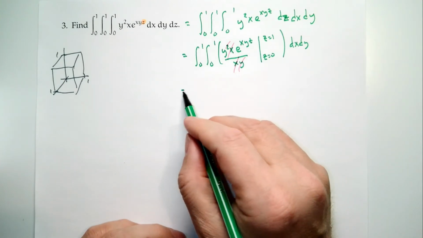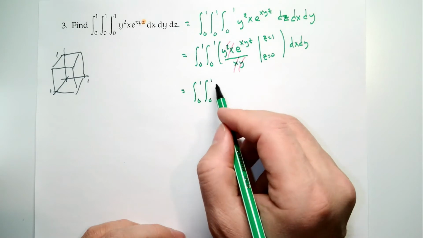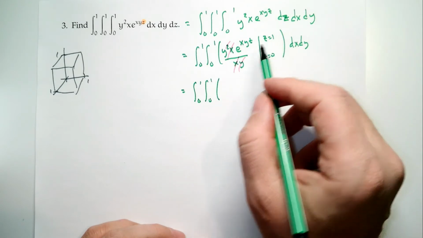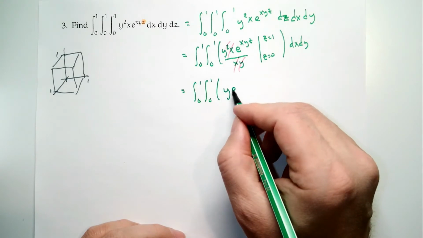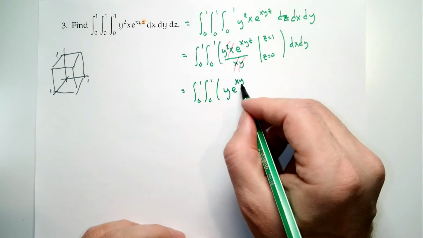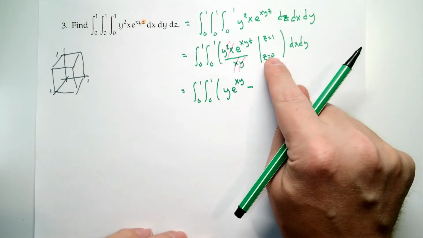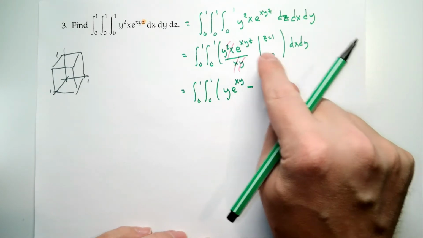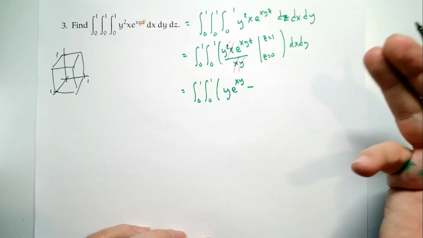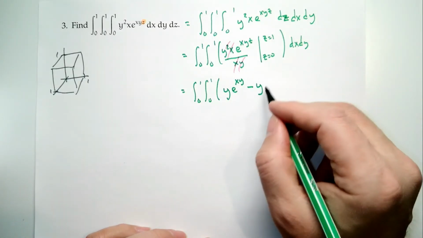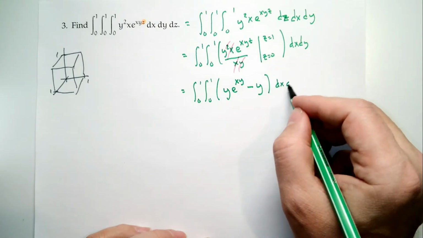So what do we have left? Well, we have 0 to 1, 0 to 1. Now when we plug in z equals 1, we're going to get the y in front, e to the x times y times 1, which is e to the xy. Subtract, don't forget, you got to plug in z equals 0. Because it's not going to be 0. It's going to be e to the 0, which is 1. So subtract y. And now we're going to integrate that dx, dy.